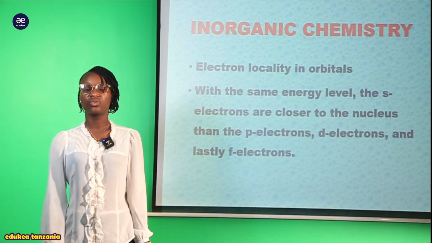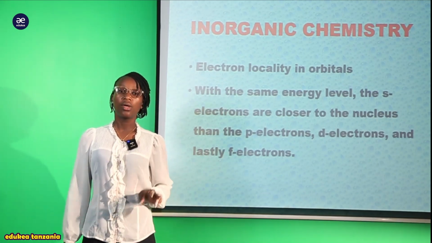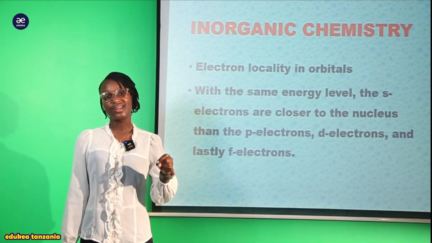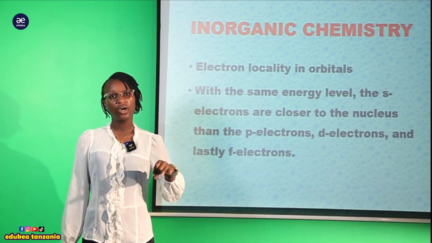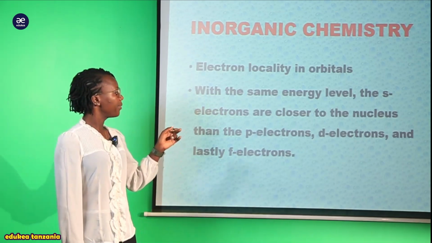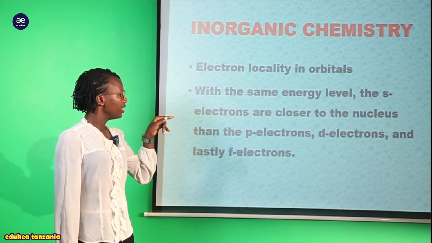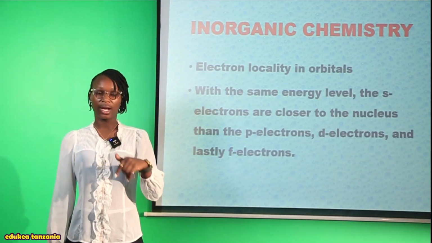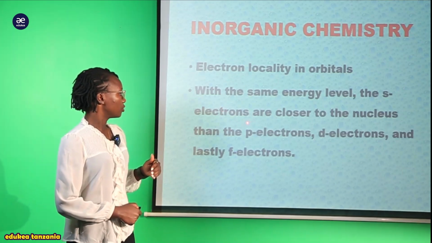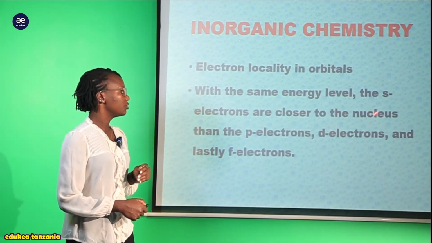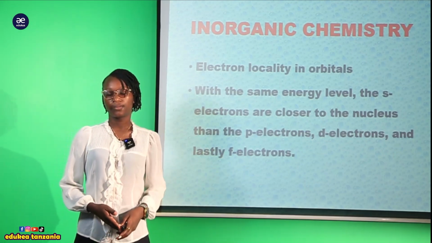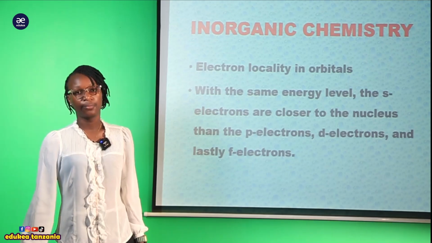Sasa hapa my students we have to found the concept of the orbitals. Tunajua kuna s orbital, p orbital, d orbital and f orbital. Na p orbital tunajua ina electron ngapi? S orbital ina electron ngapi? F the same, d the same. Sasa hapa anasema kwamba with the same energy level, ina maana energy level ile ile moja, kama ni energy level ya pili au ya kwanza, you can see that the s electrons are closer to the nucleus than the p electrons, d electrons and lastly f electrons, hata kama ni the same energy level.